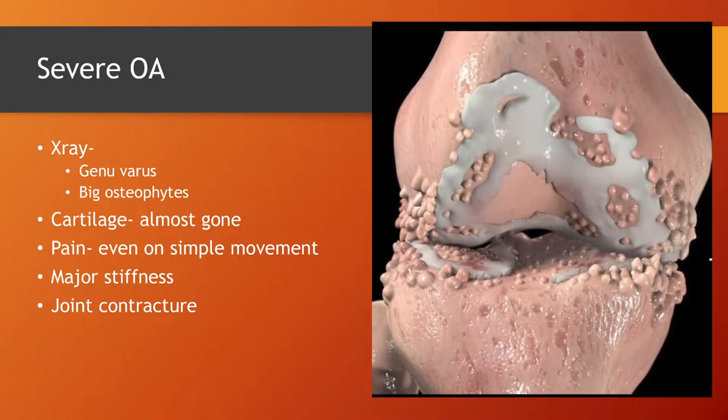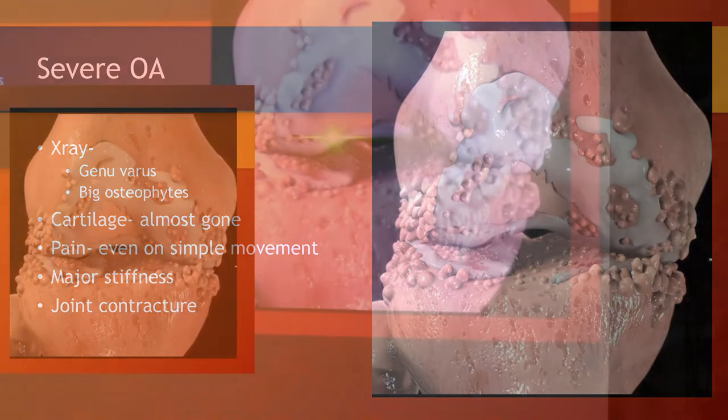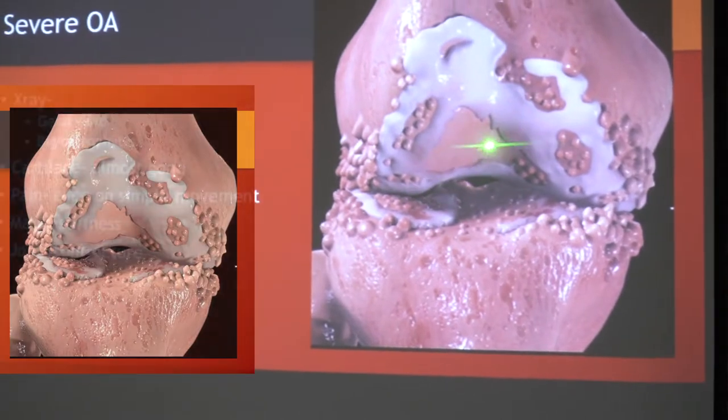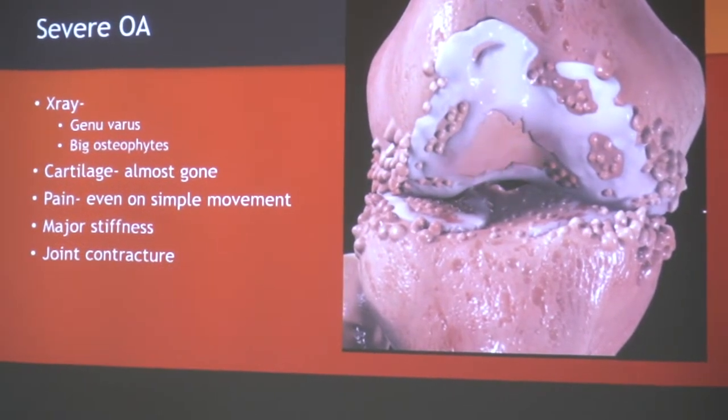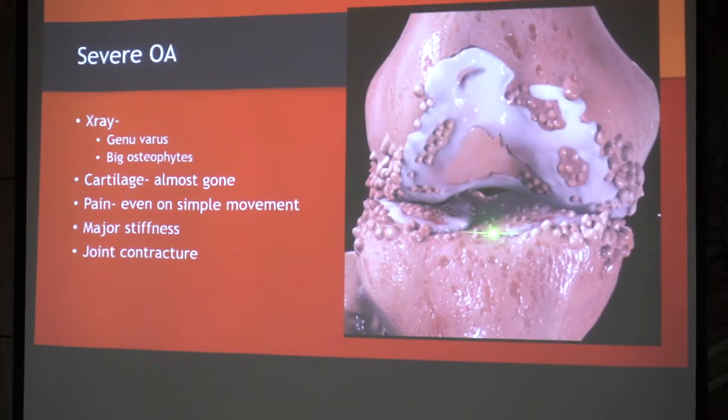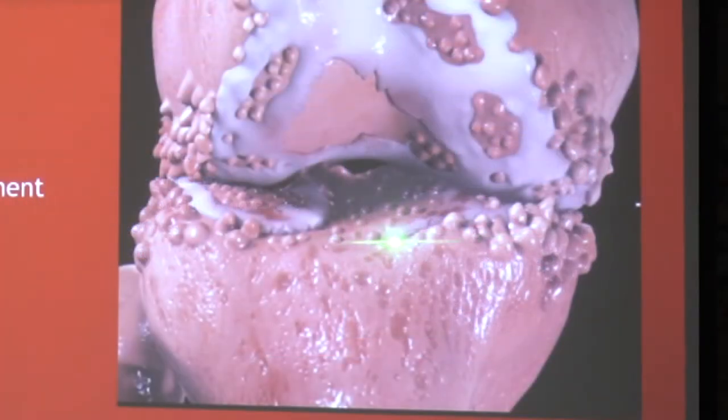Now comes severe osteoarthritis. Most of the cartilage is gone. Let's understand that cartilage is a layer over the bone. The bone is a very rough, hard structure. When bone touches bone, the patient feels immense pain. Cartilage usually prevents this. When the cartilage is destroyed, the lubricating surface is gone, and now the bone starts touching the bone during knee movement. That's the phase when the patient feels excruciating pain even on simple movement.